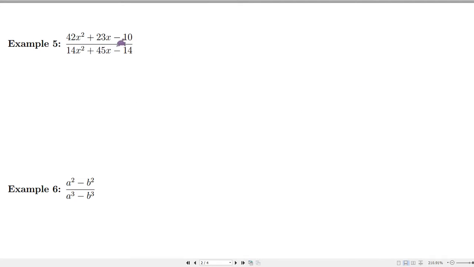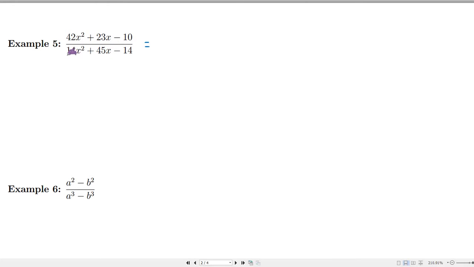Our next example, let's just jump right in. So 42, 23 minus 10. What are some common factors here? Well, unfortunately, 23 is prime. So the only choice would be to either factor 1 out, that's not going to do anything, or 23, but that's not going to go evenly into these givens here.